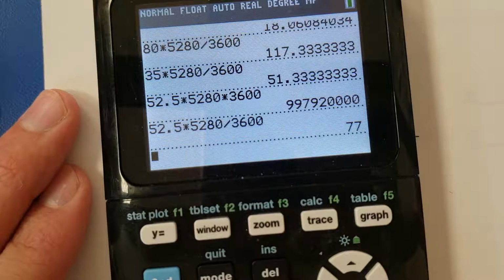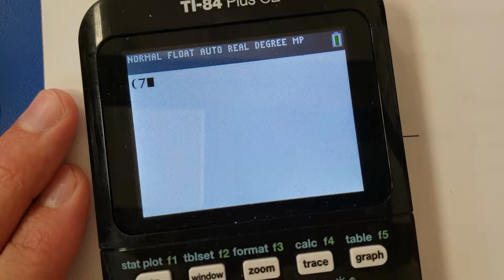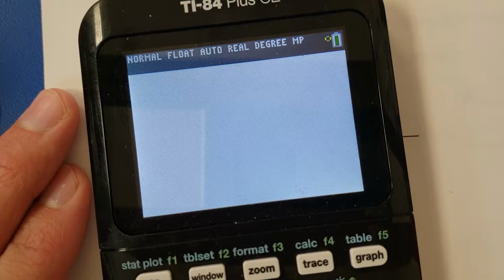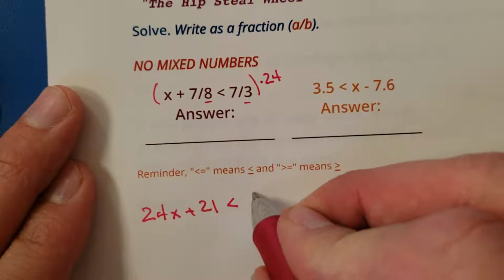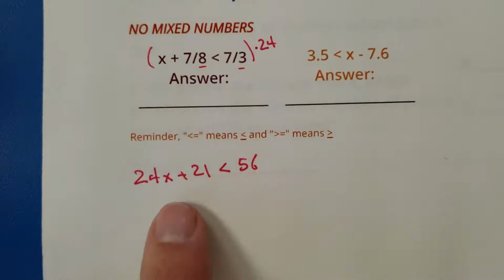Oh, that was dumb. What's all that extra stuff doing in there? 7/3 times 24. That's how you'd multiply 7/3 times 24, the easiest way. Okay, 56. Hey, look at that. That's a lot prettier, right?